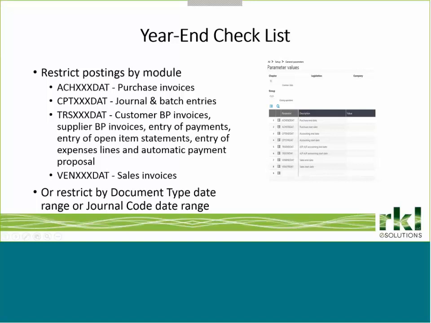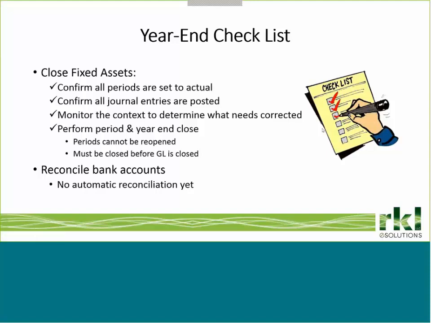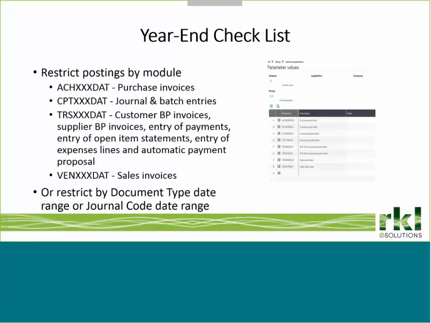So I took a screenshot of the parameter values. So this is under setup, general parameters, and then it's the common data chapter and the closing operations group. And you can see there's a date range here. So if you've got all your purchase invoices entered for 2017 and you don't want anyone to enter any more purchase invoices, you can put a start date here of 1/1/18 and an end date of 12/31/18, and that'll prevent anybody from entering any new purchase invoices.